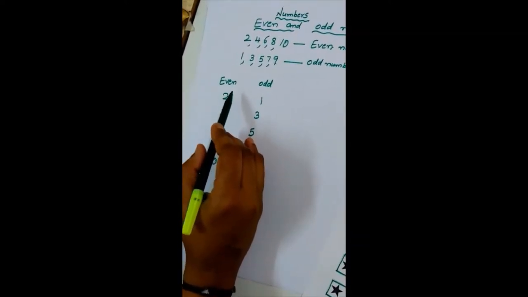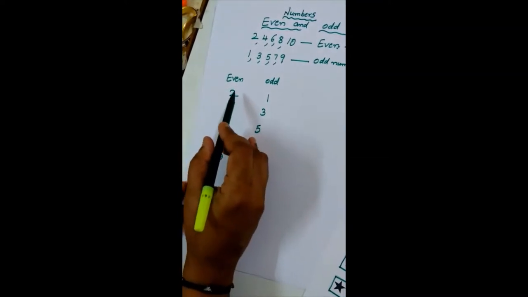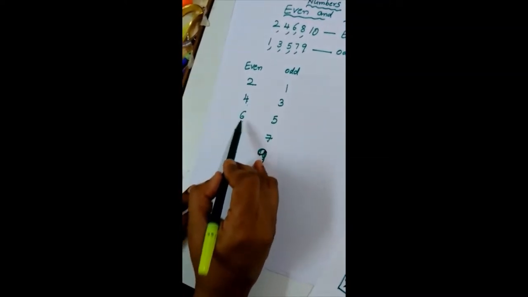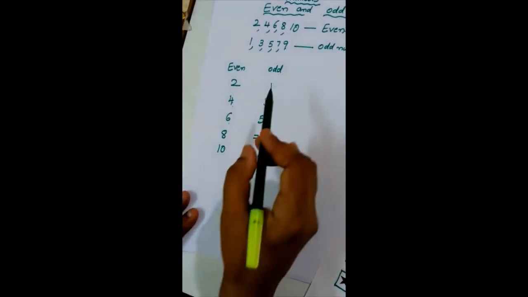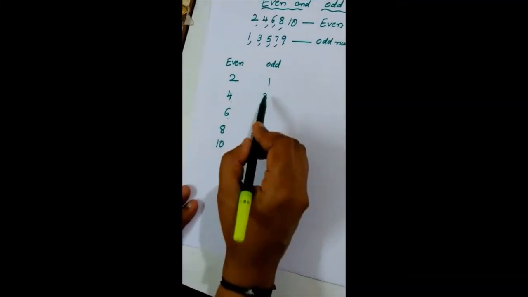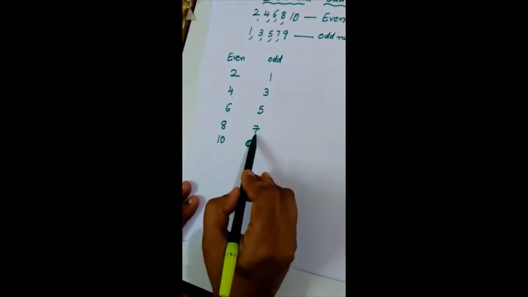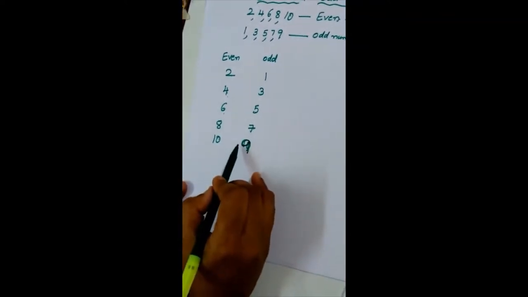So the numbers which can be made into pairs are called even numbers. What are the even numbers? 2, 4, 6, 8 and 10. Which numbers can we not make into exact pairs? What are those numbers? 1, 3, 5, 7, 9. These are called the odd numbers.